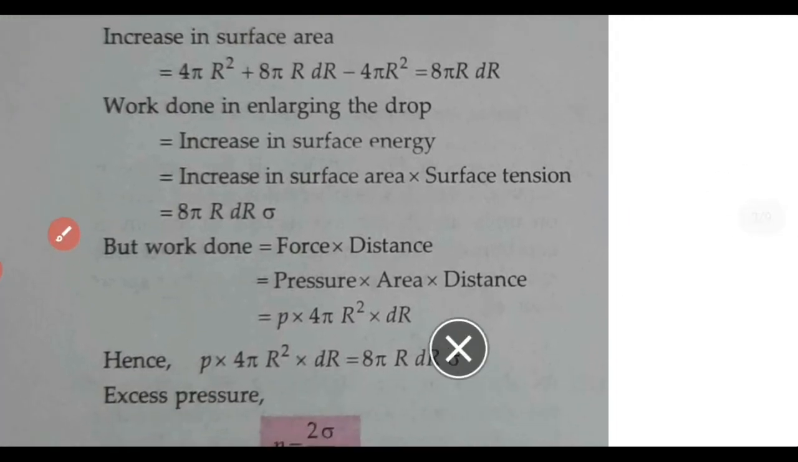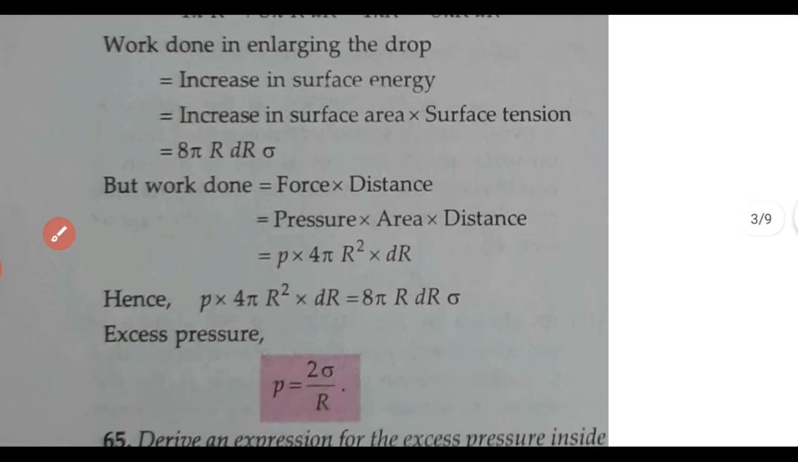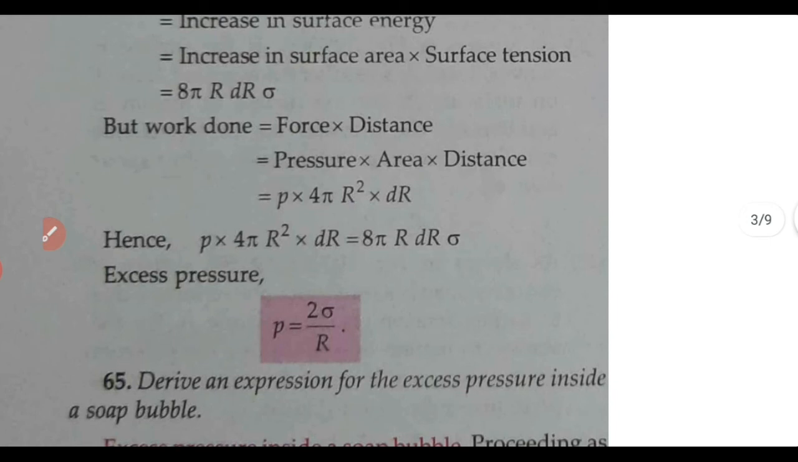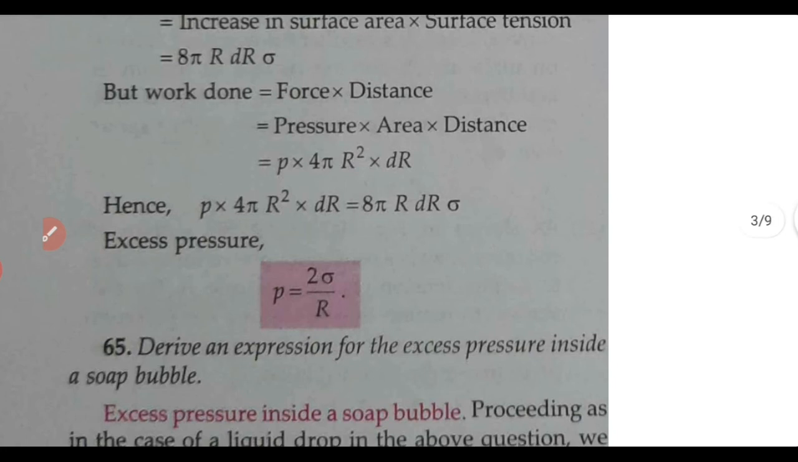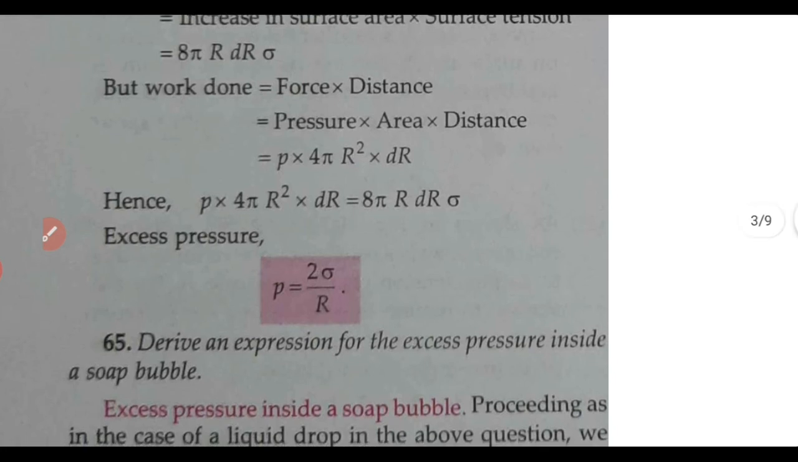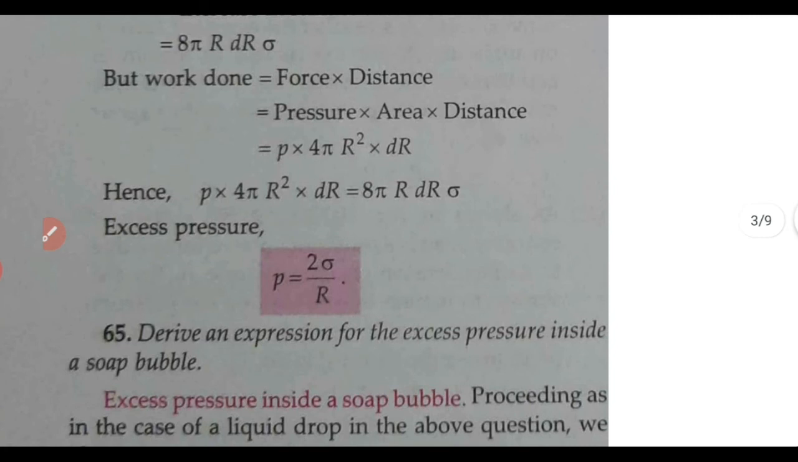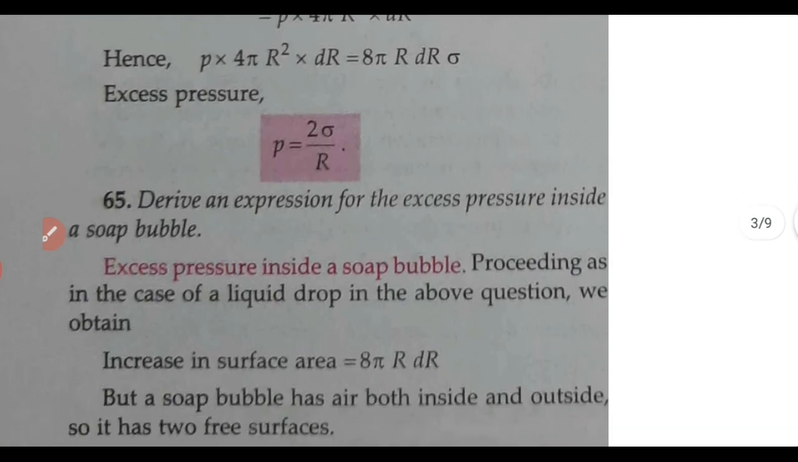So by equating both, because both will be same, we have P into 4 pi r square into dr equal to 8 pi r dr into S. Some terms get cancelled and we get an expression for excess pressure: P is equal to 2S by R. So excess pressure inside a liquid drop is 2S by R, where S is the surface tension. So we can say that it is due to this property of surface tension that there is excess pressure inside the liquid drop. Now we consider a bubble, a soap bubble.